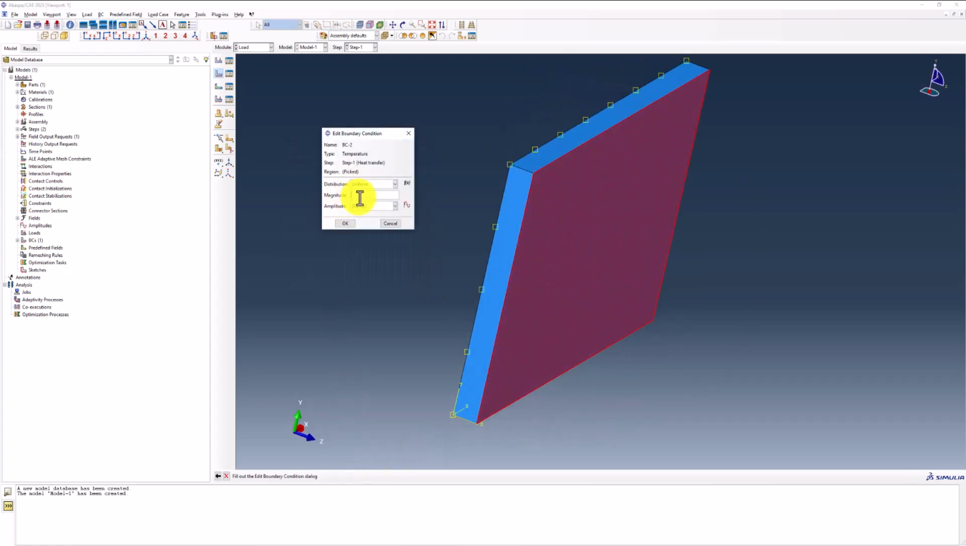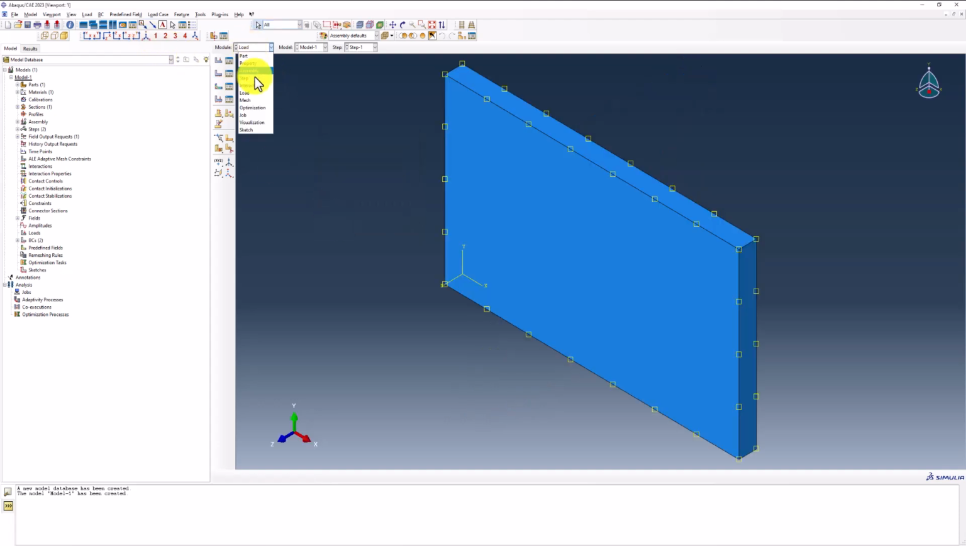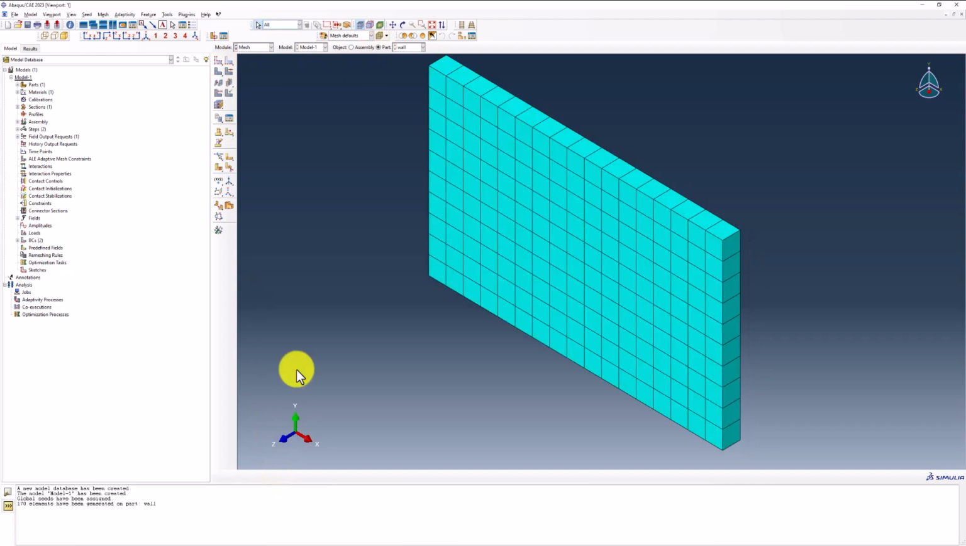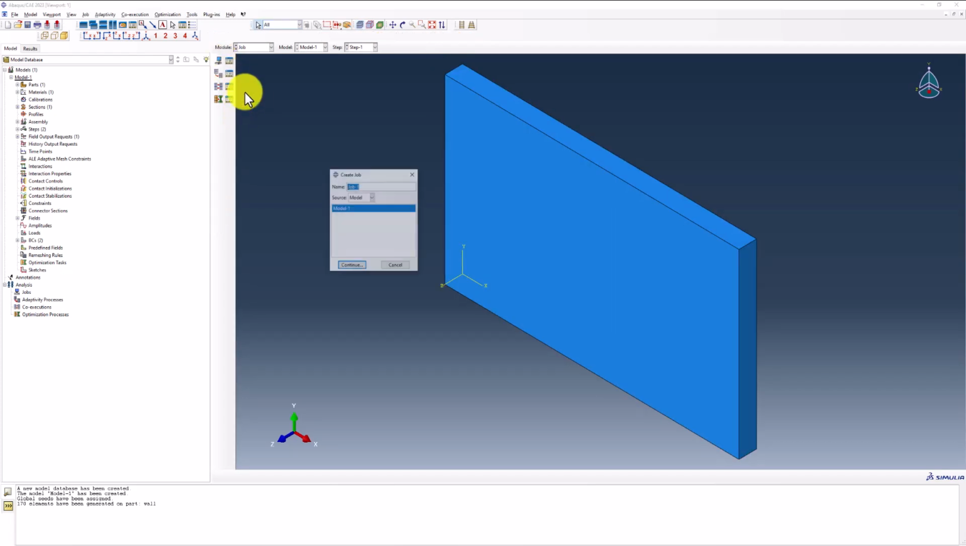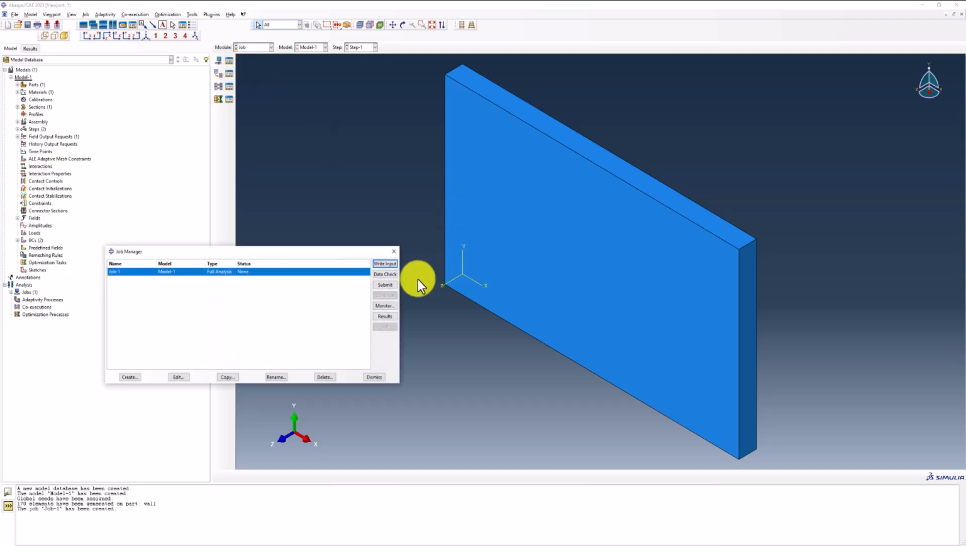After applying the boundary conditions, we generate the finite element mesh. A suitable mesh density is selected to accurately capture the temperature distribution throughout the wall. With the model complete, we create the analysis job, submit it, and wait for the simulation to finish.